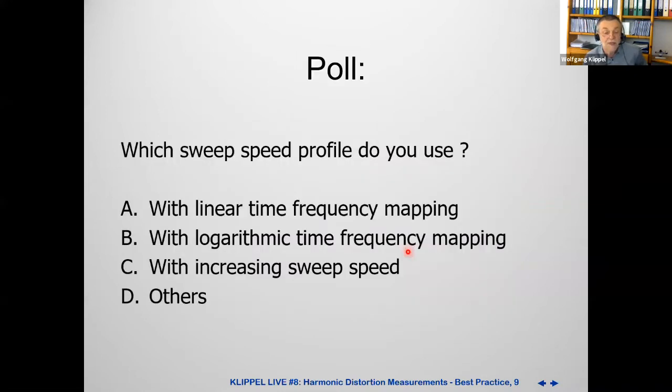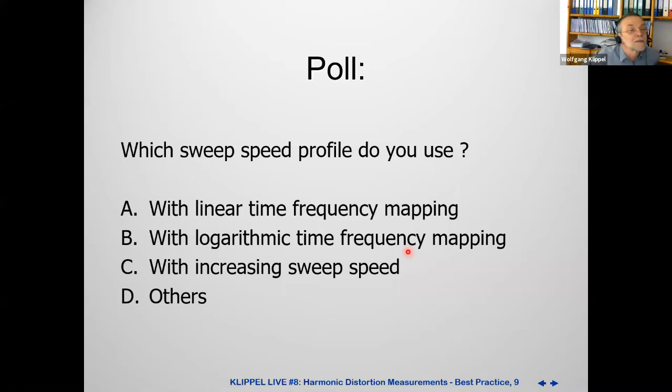And now comes the next poll. Which sweep speed profile do you use? First, we have A, a linear mapping, logarithmic time frequency mapping. Then comes the one with the increasing sweep speed, and then any other. Okay, we have already a result. I expected that. Almost everybody is using the logarithmic time frequency mapping. It has some huge benefits, and you will see them very soon and how we are using them.